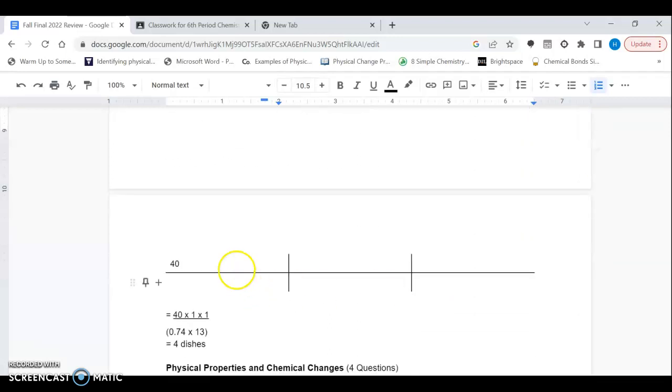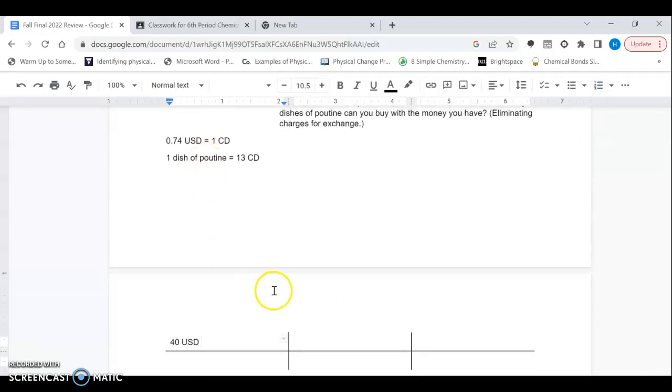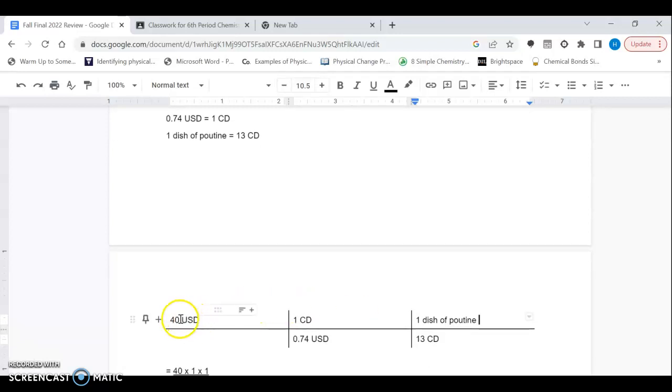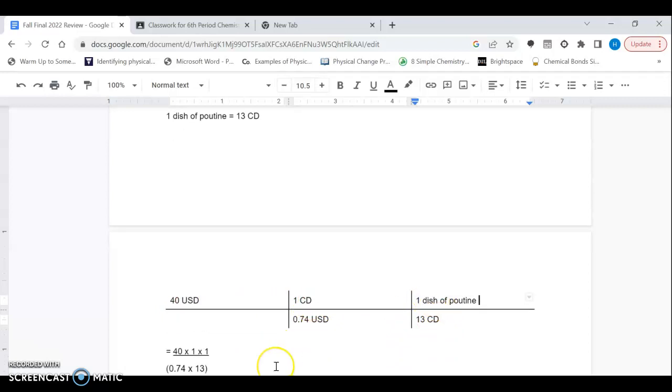So I put 40 US dollars here in the first bit. And then my goal is to get the US dollars to cancel out. So I'm going to put 0.74 US dollars makes 1 Canadian dollar. Brilliant. Well, now I need to get rid of Canadian dollars. So I'm going to use the next conversion factor, put 13 Canadian dollars on the bottom, and 1 dish of poutine on the top. US dollars canceled, Canadian dollars canceled. Now we're in dishes of poutine.